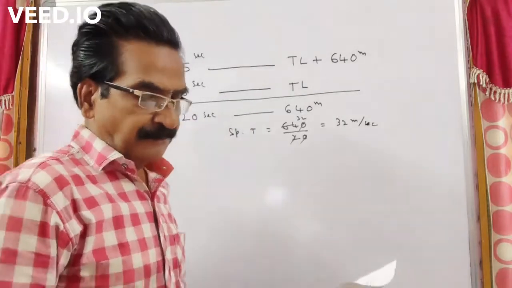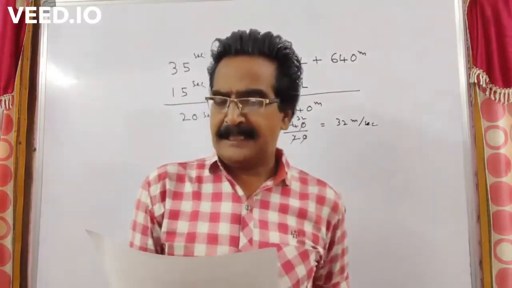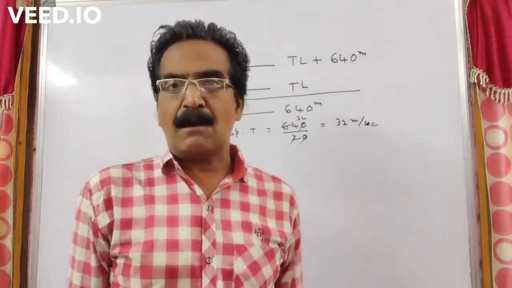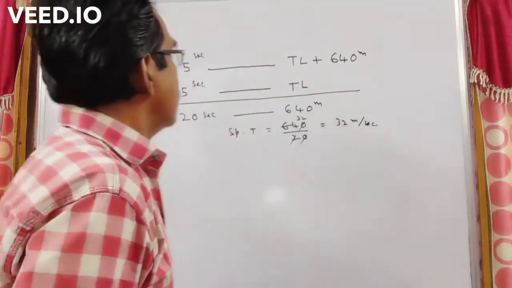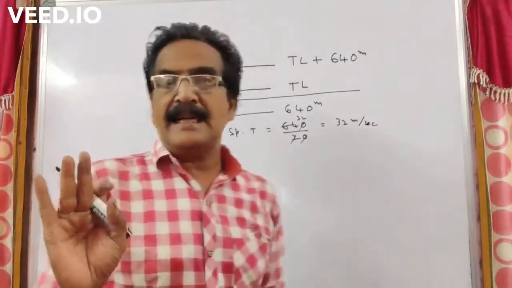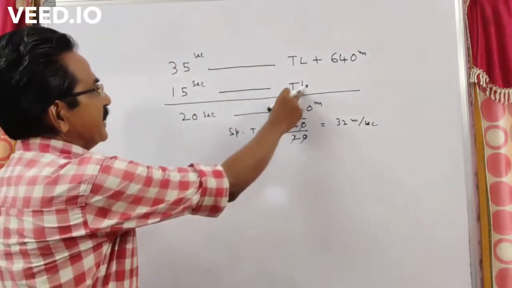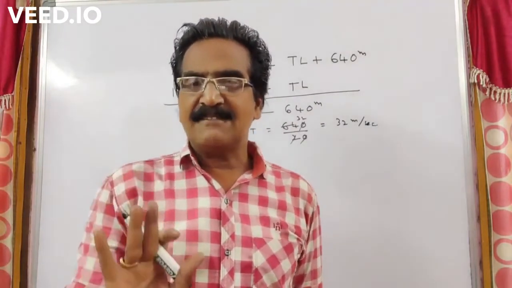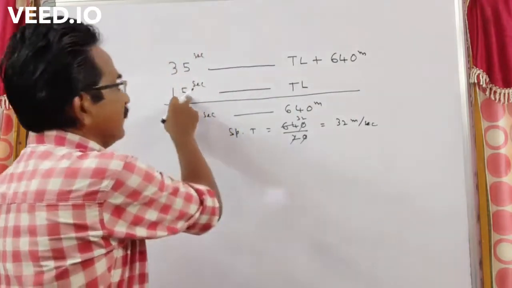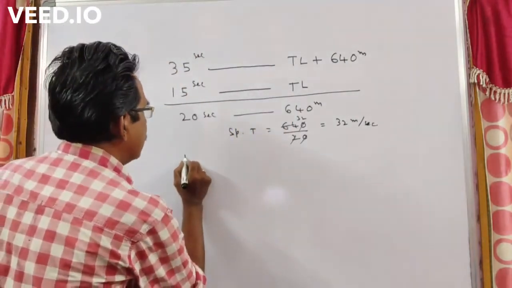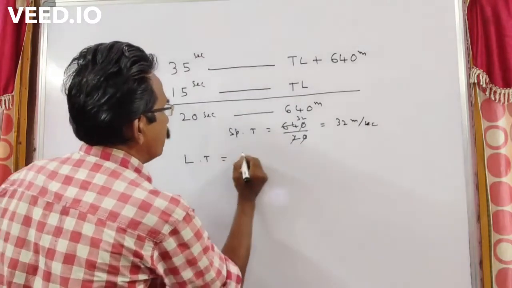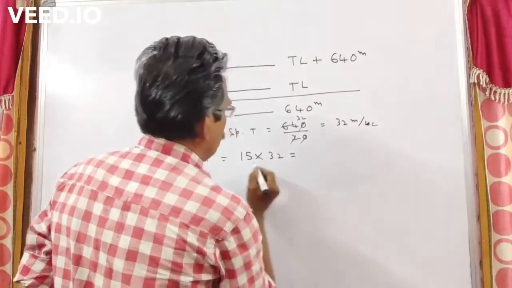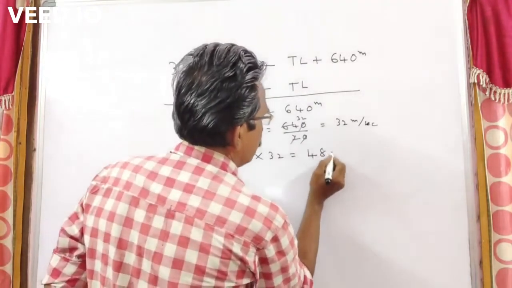Now we want the time taken by the train to cross a platform of 1280 meters long. First we have to find the length of the train. The length of the train is equal to the distance traveled in 15 seconds. So length of the train is equal to 15 into 32, that is equal to 480 meters.